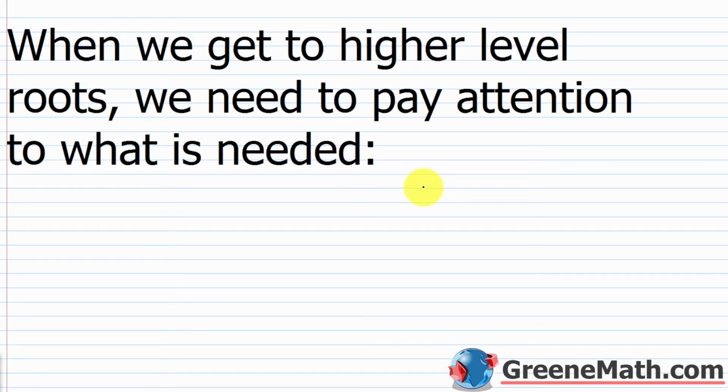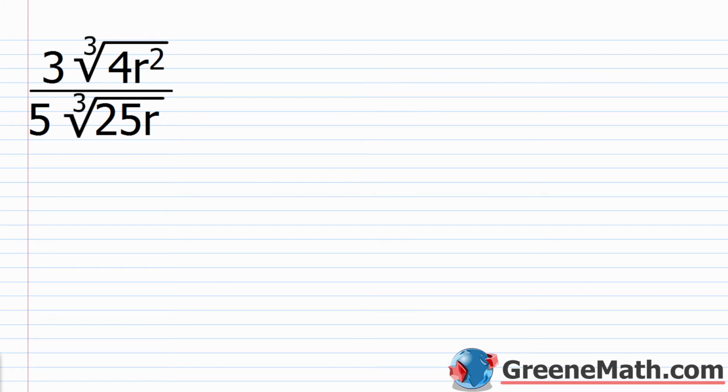All right, so now let's talk about something that's a little bit more complex, which is dealing with this when we have higher level roots. So when we get to higher level roots, we need to pay attention to what is needed. We think about something like this. We have 3 times the cube root of 4r squared over 5 times the cube root of 25r. This is one thing that you really got to pay attention to.